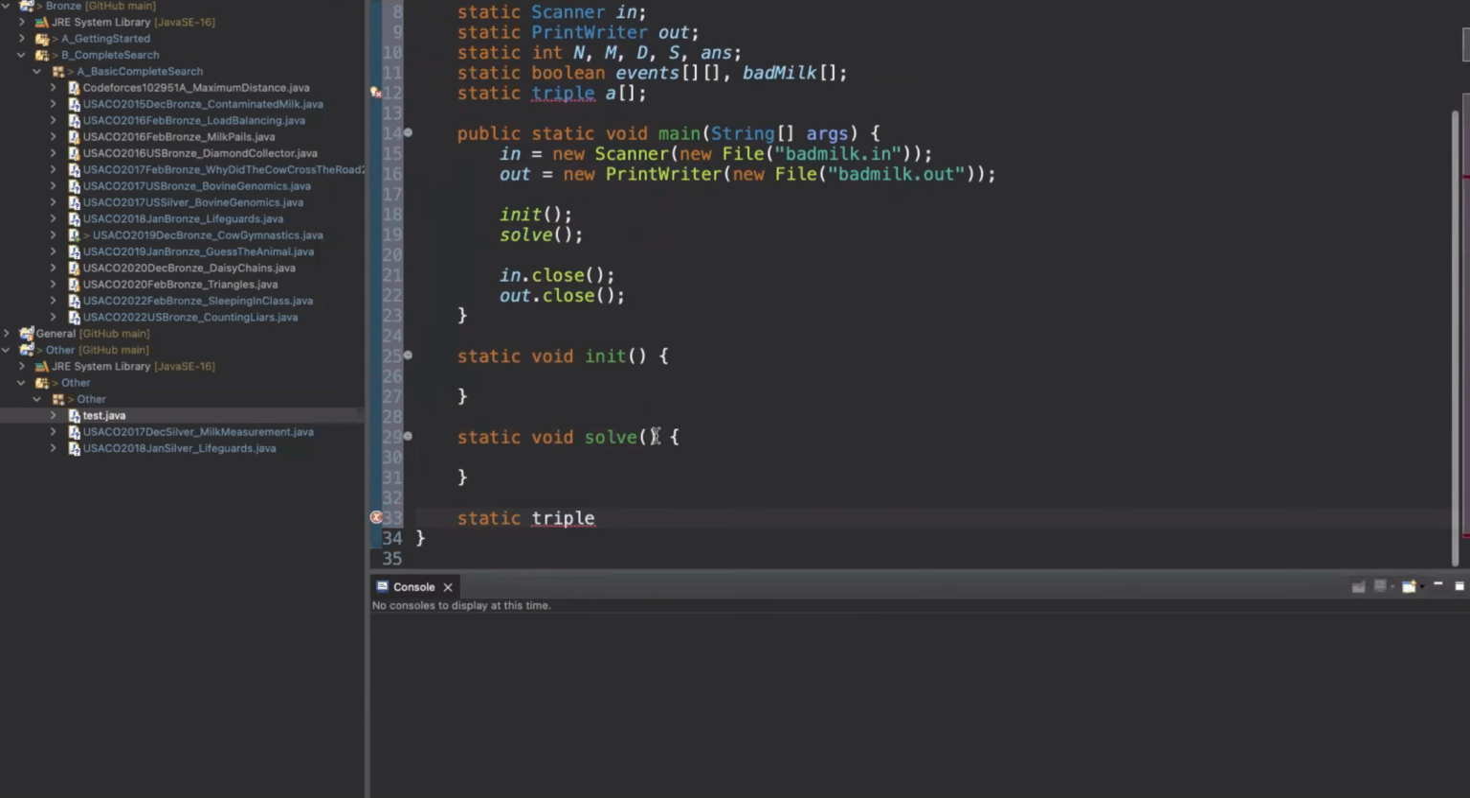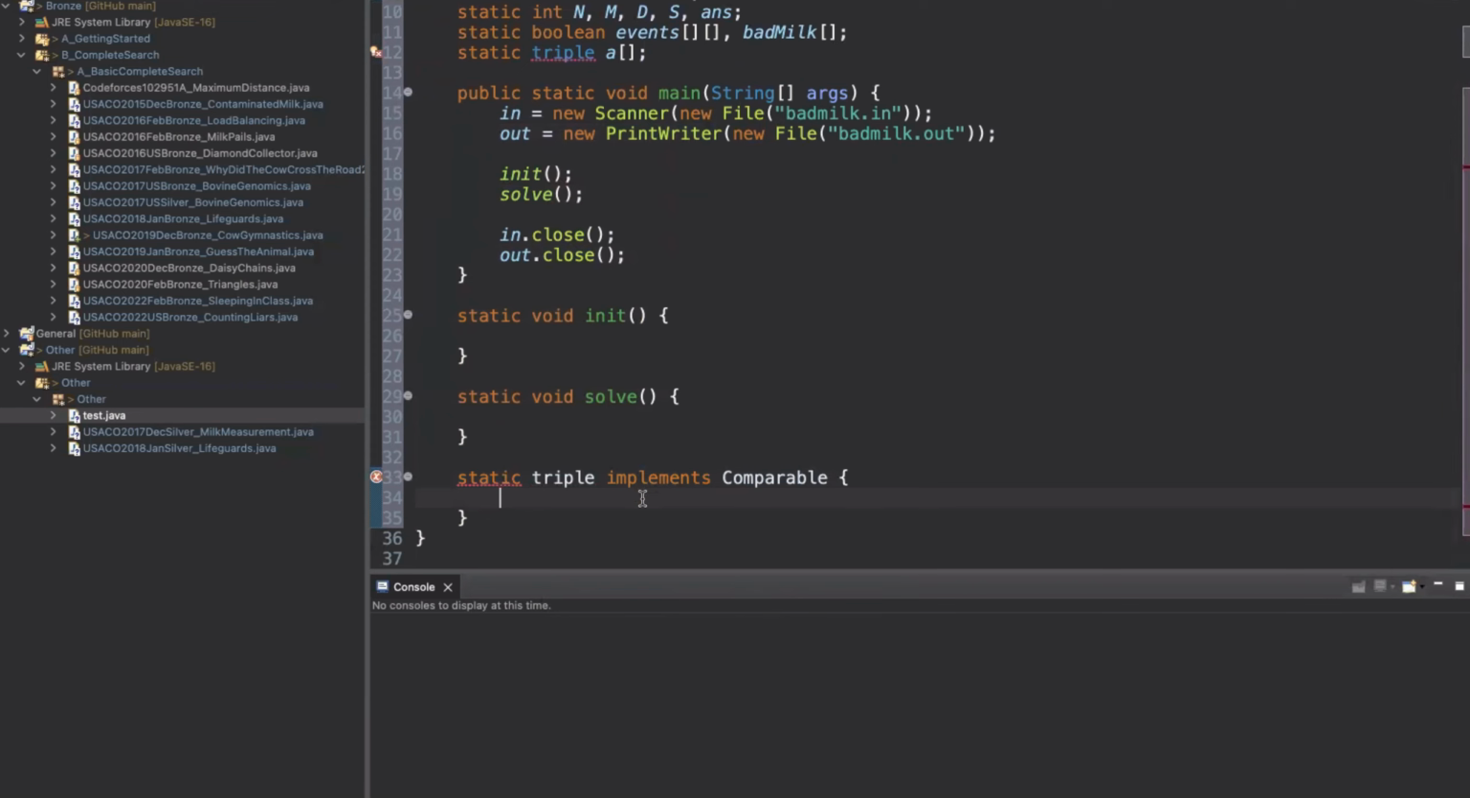So first, we're going to create a triple class in order to make the list of events or the array of events.